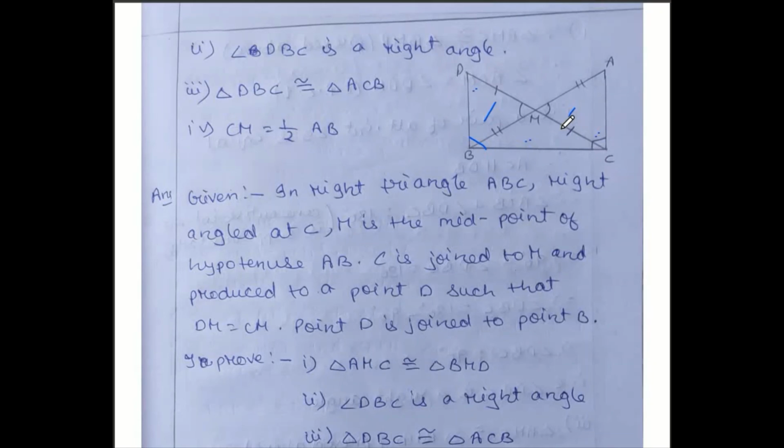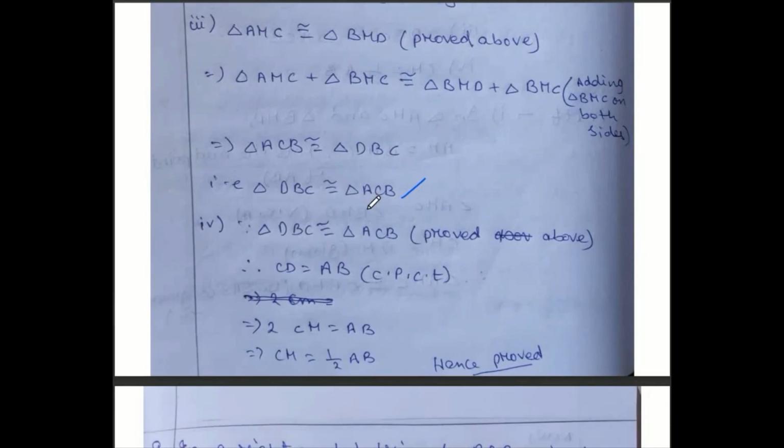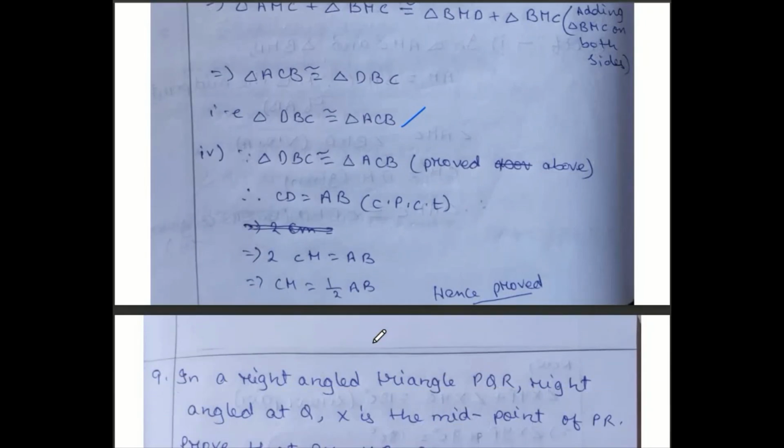That is what I did. So to prove the fourth one, since both the triangles are congruent, CD and AB both are equal by CPCT. In place of CD we are writing double of CM, which is equal to AB. That is, CM is half of AB. So question number 8 is completed.